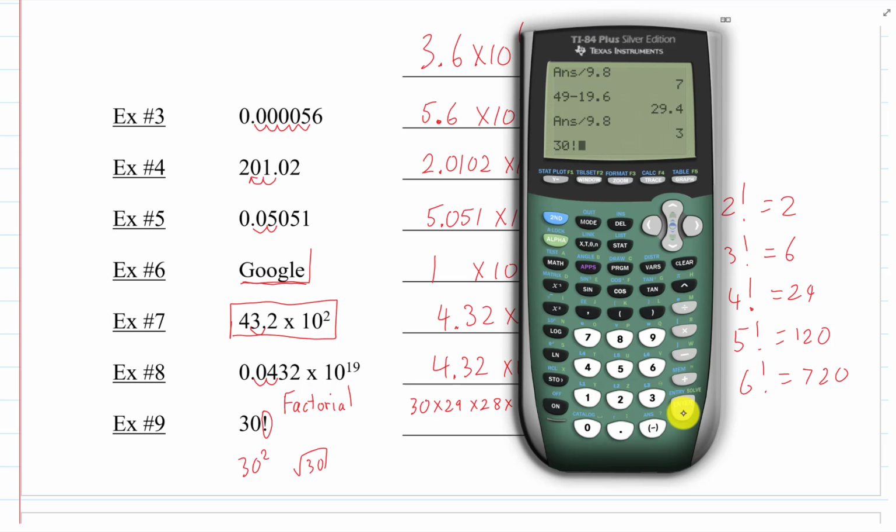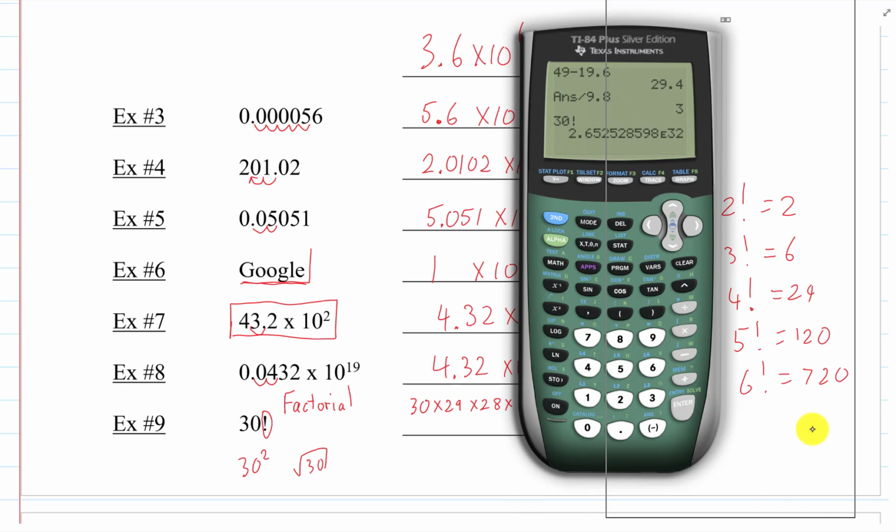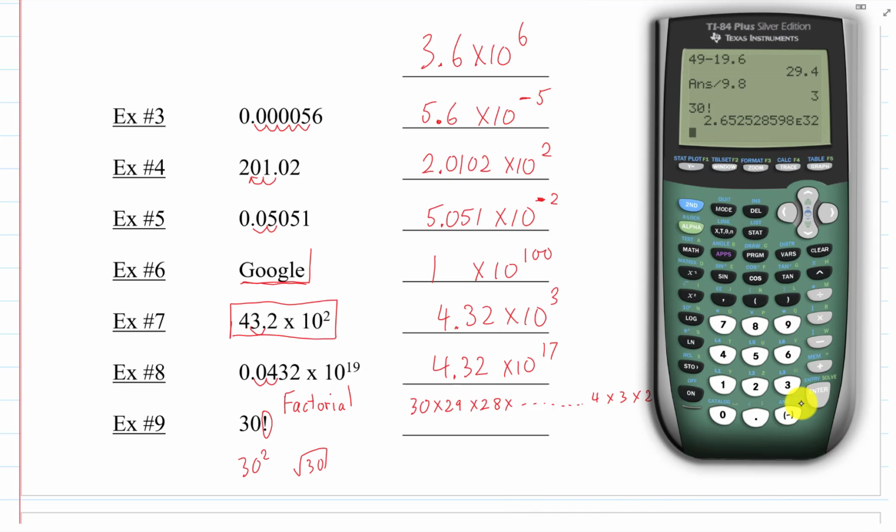In case you didn't want to spend 2 minutes going 1 times 2 times 3 times 4 times 5. Okay, it took you 15 seconds. Good. Did you get this number? Uh-huh. So it stops you also from making errors. So that's the value of 30 factorial.